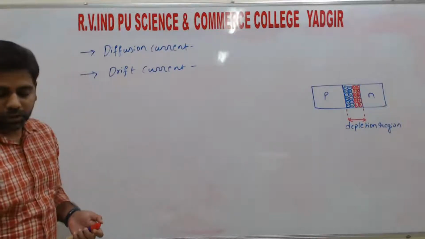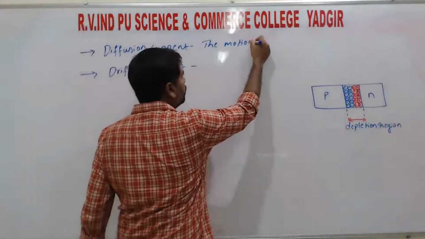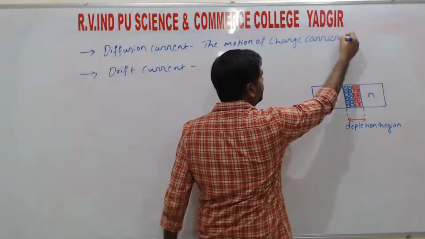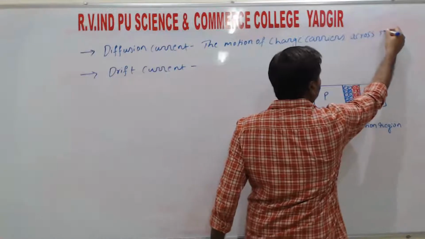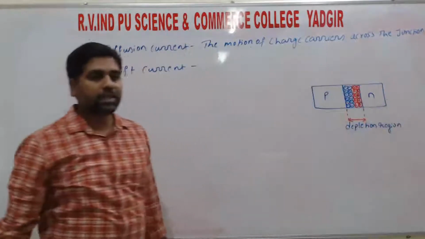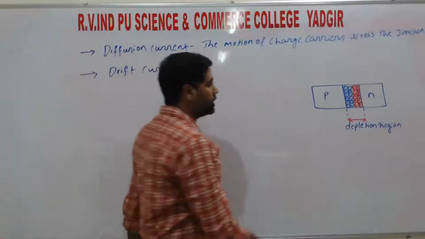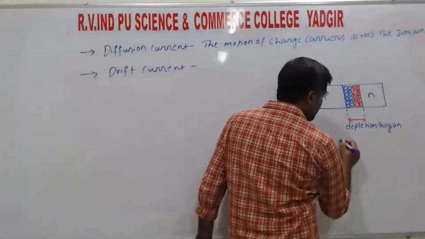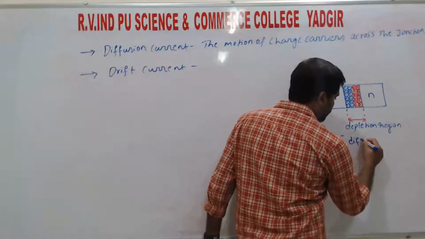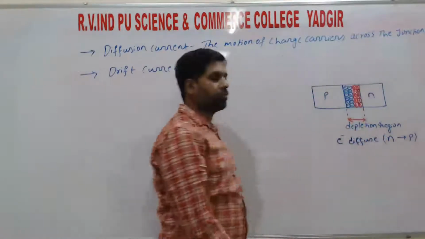So what is diffusion current? The motion of charge carriers across the junction. That current we call diffusion current. That means the motion of the charge carriers, that is, electrons which diffuse from the N side to the P side, right?